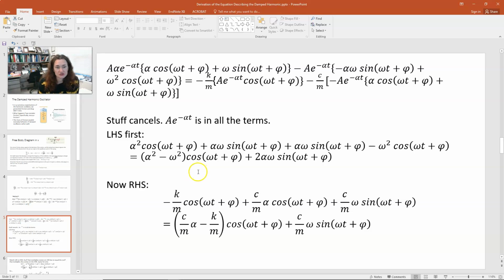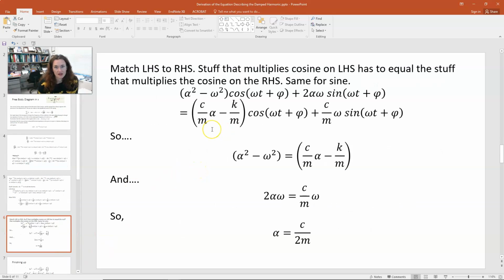Now what we're going to do is set our left-hand side equal to our right-hand side. And what's going to happen is that anything that multiplies the cosines on the left-hand side and anything that multiplies the cosines on the right-hand side must be equal if my guess is true. And then I have to say the same thing for the sines. Anything that multiplies the sine on the left-hand side has to equal anything that multiplies the sine on the right-hand side if my guess is true. Okay? Now I'm going to assume that I'm a good guesser. So let's give this a try.